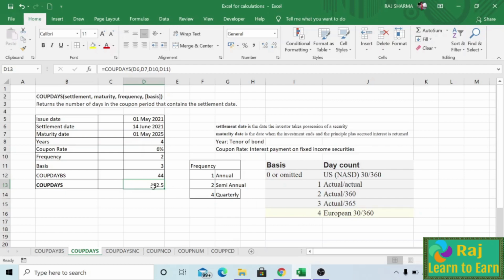Now why has it come 182.5? Because it's semi-annual, so 365 is there, so it has taken exactly half. If you go by actual by 360, then it will give exactly 180. So let's change the basis and it gives me 180.